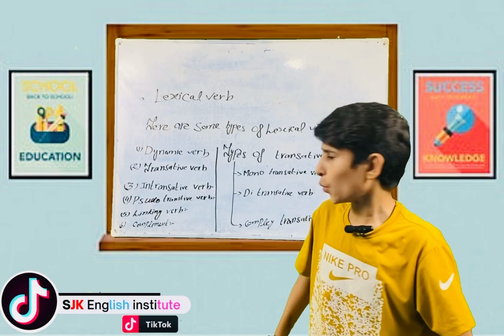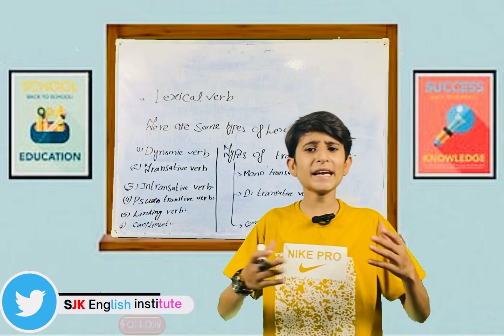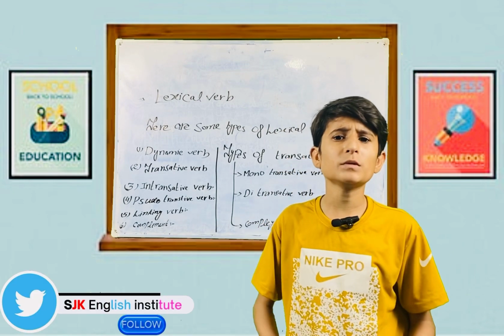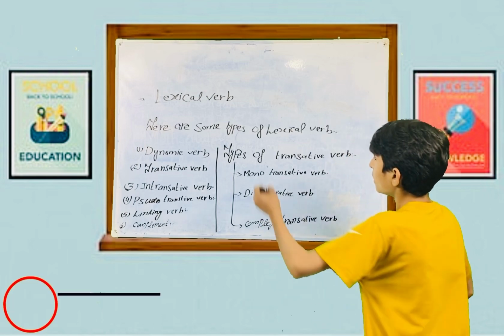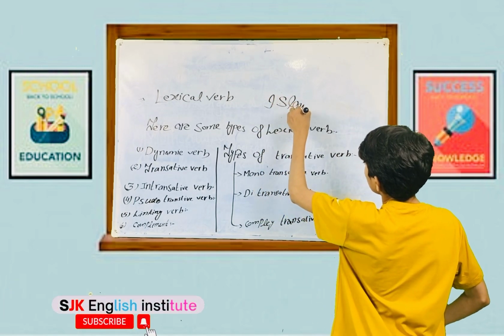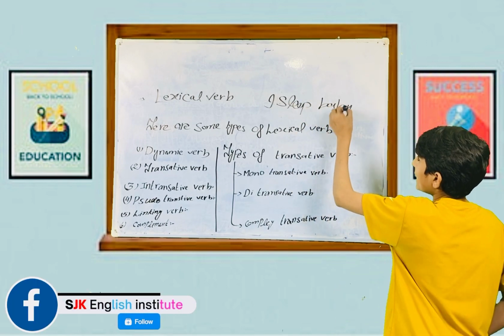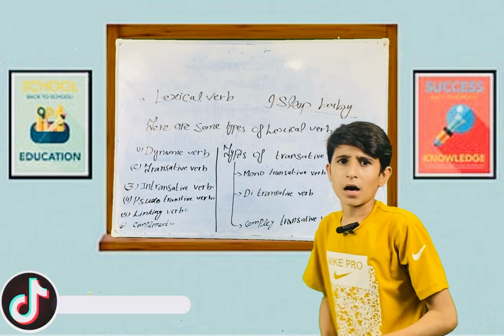So after this we have transitive verb. Transitive verbs are those verbs which need an object and which have an object. For example, I sleep baby. And in this sentence, baby is the object of the transitive verb.